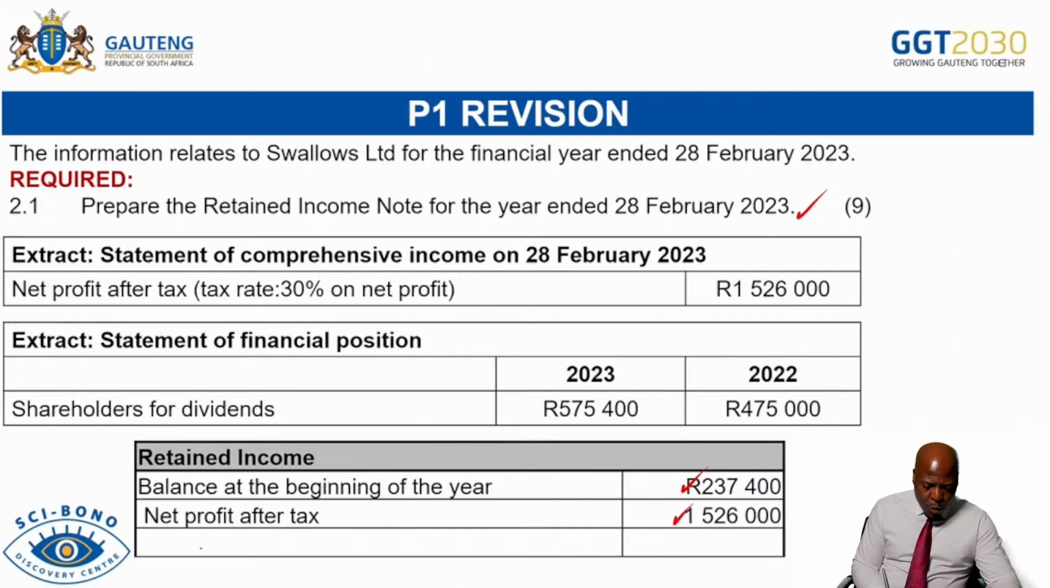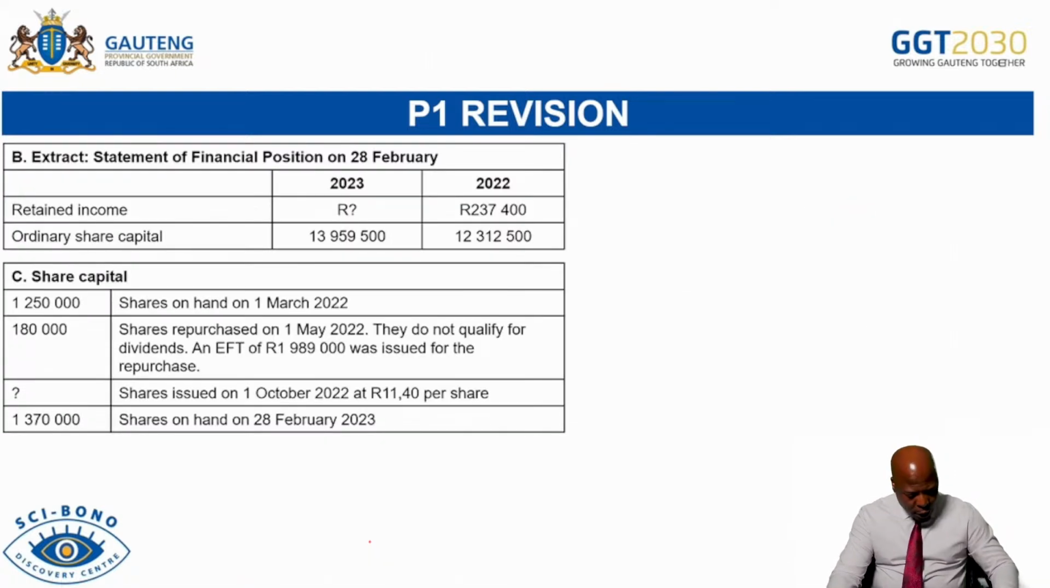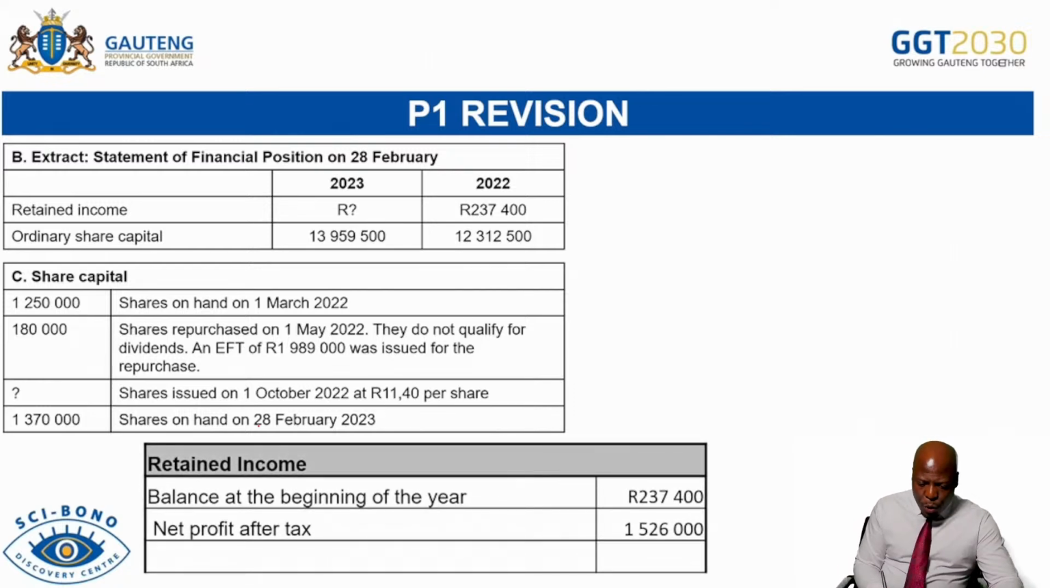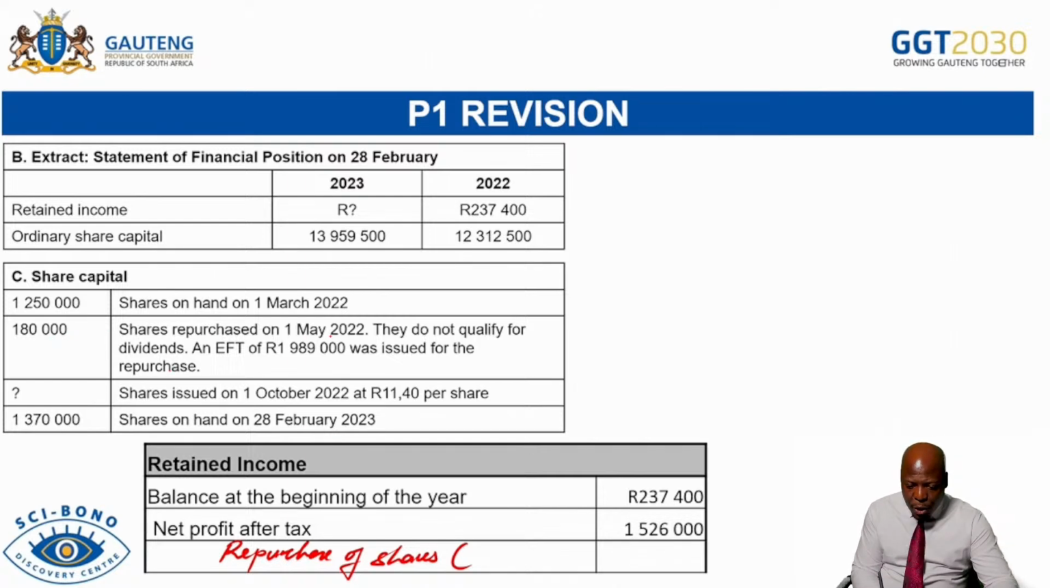So the next thing that we had to do here was to record the repurchase of shares. Okay, let's see if we can do it properly then. So for us to do the repurchase of shares, we're going to come here, then we're going to say repurchase of shares, open my bracket. We are told that 180,000 shares were repurchased on 1 May, and these do not qualify for dividends. An EFT of 1,989,000 was issued for the repurchase. So we want the amount that we record in the retained income note.